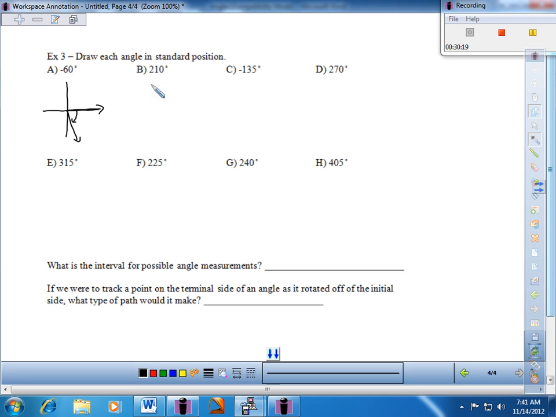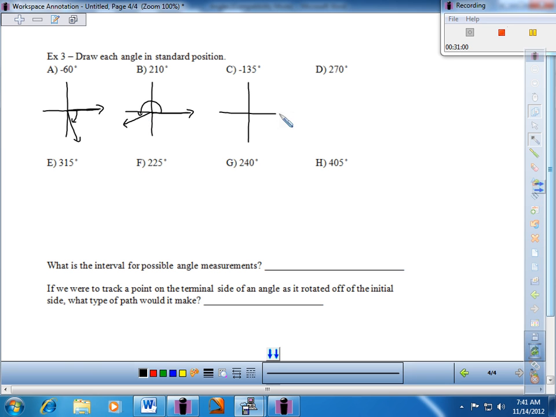All right, next one, 210 degrees. So 210, everybody. 180 we know would take us here, and then another 30 to get us down there. So 210 is a quadrant 3 angle. Again, a little closer to the x-axis than the y-axis. Okay, counterclockwise direction on that one.